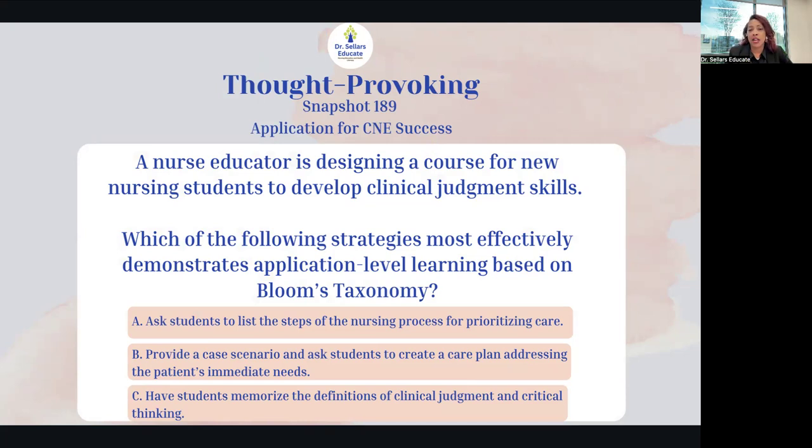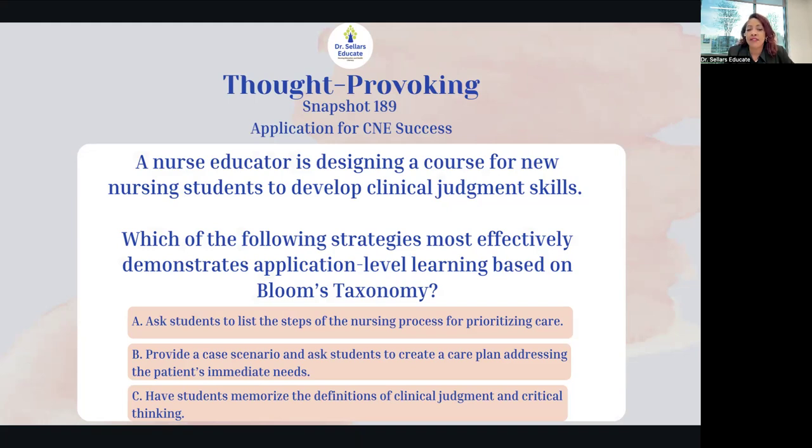So let's talk about the rationale, since it was a thought-provoking question. And we don't write questions for the CNE exams. Okay, so don't be too hard on yourself if you didn't choose B. A is more associated when you look at the statement of listing the steps. You might have thought, oh, lowest level. But actually, when you add the part about prioritizing care, it is more at the level of comprehension, okay? But maybe you knew it was an application.